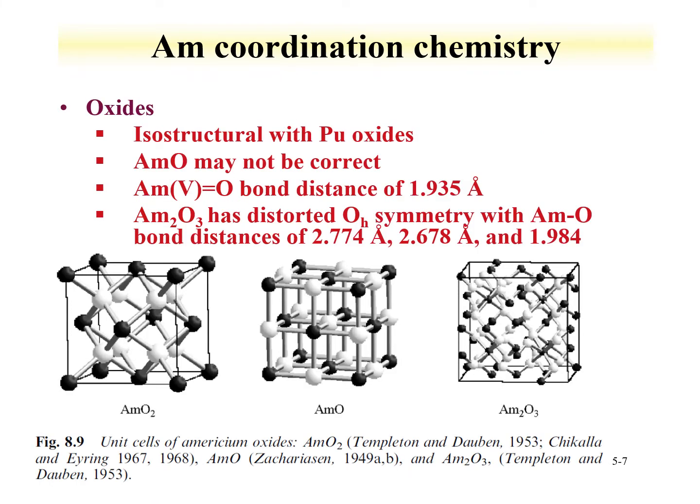The coordination of americium oxides is shown to be isostructural with plutonium oxides. This isn't too surprising since they have similar ranges of oxidation states. Am2O3 has a distorted octahedral symmetry, and the bond distances for americium-oxygen have been evaluated. The unit cells are shown below for the dioxide, the monoxide, and the Am2O3.